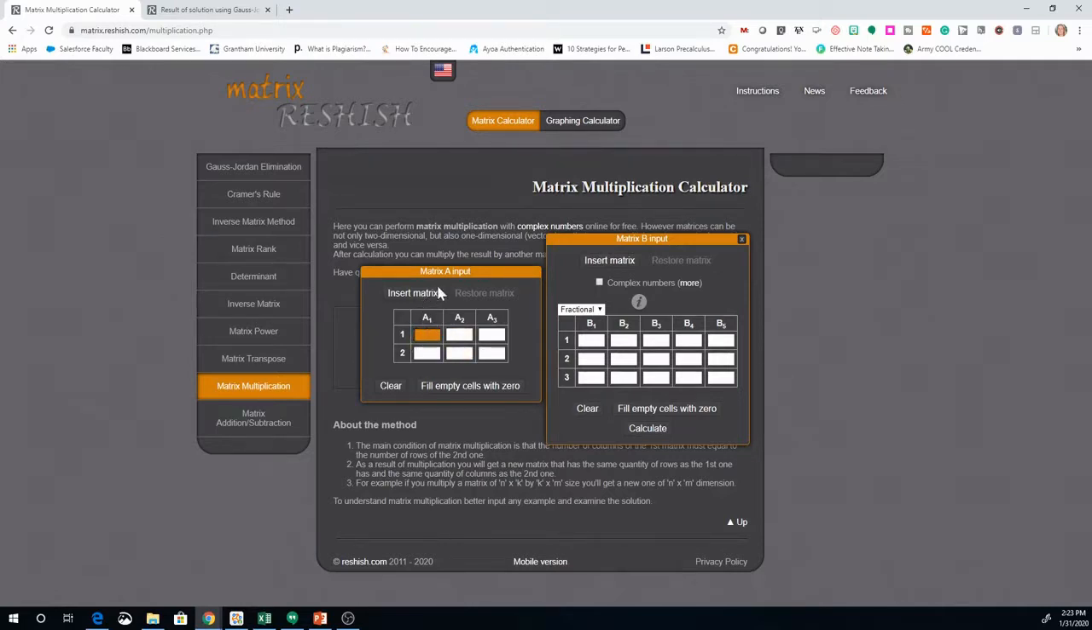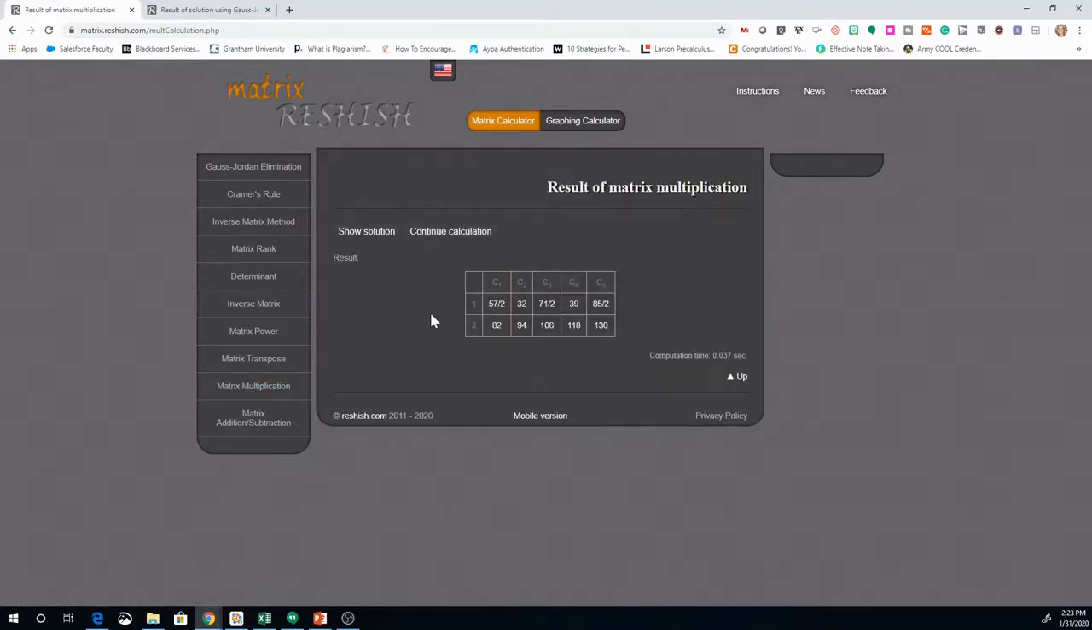Notice for A, it doesn't give me an option for fractional or decimal. I'm going to test out if I put in fractions, will it be okay. Then I'll fill in my matrices, and I'll just keep counting so that I have something to test with. Then you hit Calculate. We had a 2 by 3 and a 3 by 5, which is going to result in a 2 by 5, and it did allow us to do fractions, and you can see the result right here.